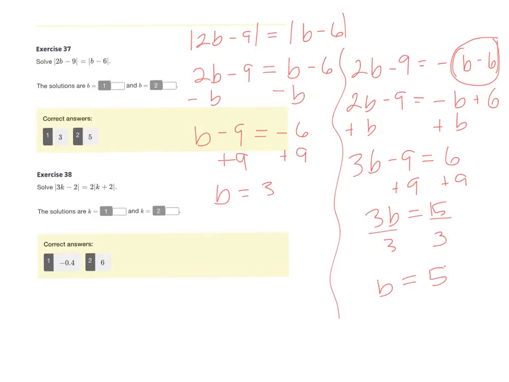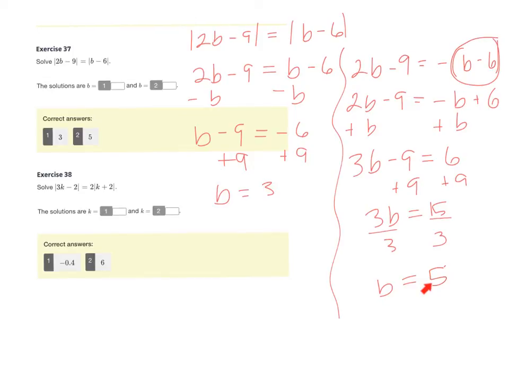Now let's check to make sure it makes sense. 2 times 5 is 10. 10 minus 9 is 1. The absolute value of 1 is 1. 5 minus 6 is negative 1. The absolute value of negative 1 is 1. So we get 1 equals 1.